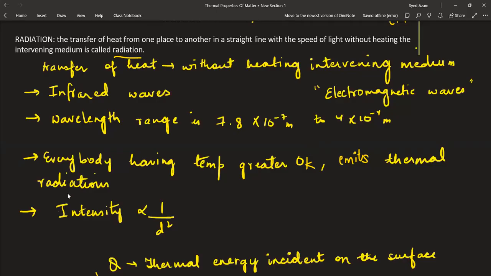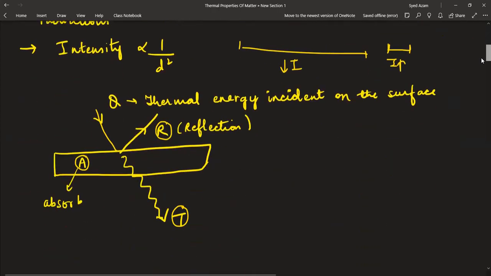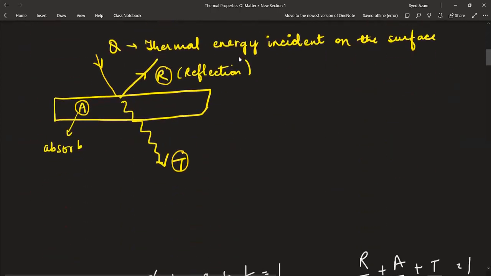Every body having temperature more than 0 Kelvin, the absolute temperature, emits thermal radiation. The intensity of these radiations is inversely proportional to the square of the distance. That means if the distance is more, the intensity will be very less. And if the distance is very close, like if you have a light very close, you'll see high intensity light radiated. That is obvious.